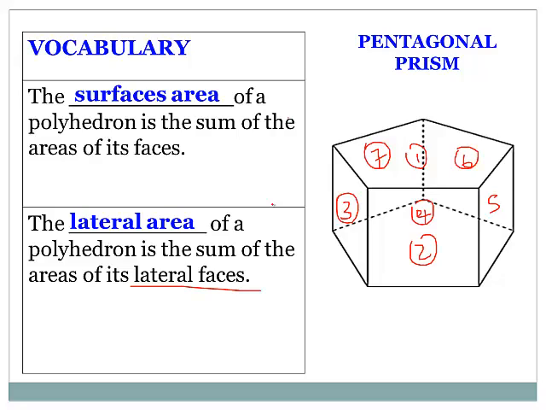It actually helps to physically look at a prism. It can be a little difficult to visualize this on a two-dimensional surface, which I have here. So again, you have the top, you have the bottom, and then you have all the sides that make up the lateral faces. If you calculate the areas of those with the formulas we have from previous modules, you will be able to figure out the total lateral area. And if you add the top and the bottom, you'll figure out the total surface area.